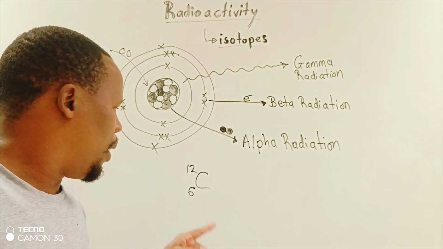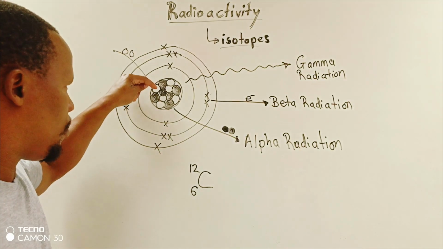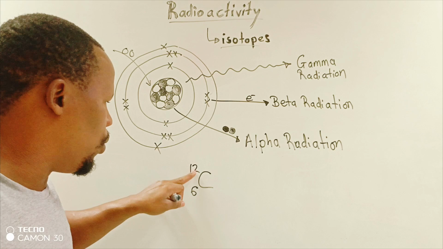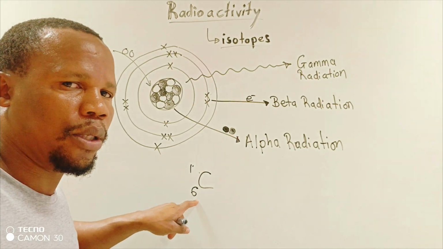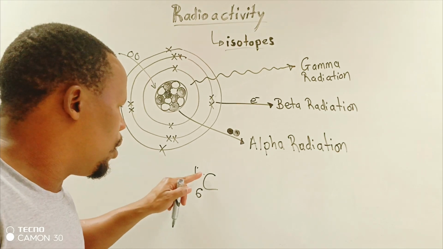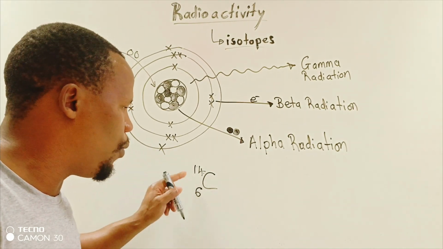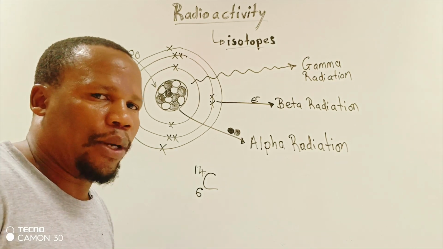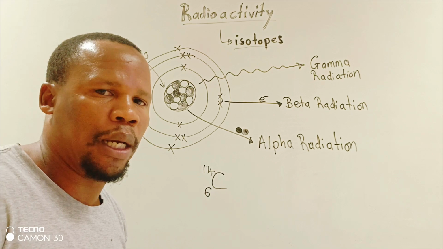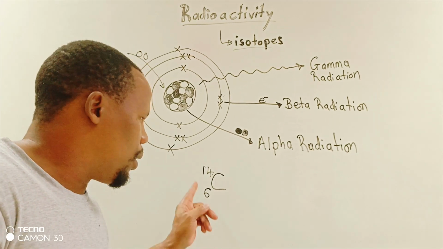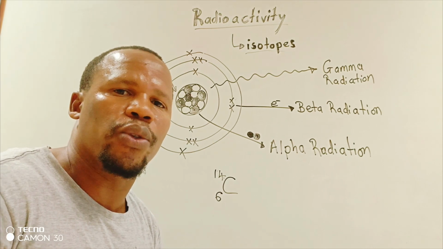And by the way, the identity is 6, so it is still carbon because it has 6 protons. But because you brought in 2 extra neutrons, 12 becomes 14. Now it is carbon-14. It is not the ordinary carbon-12 that you know. Carbon-14 has 2 extra neutrons.